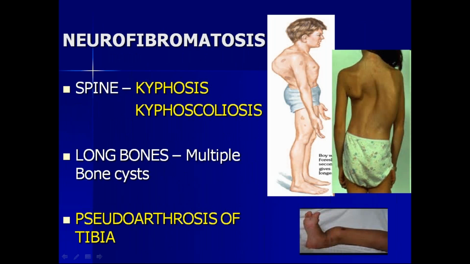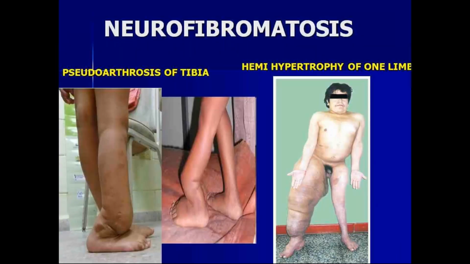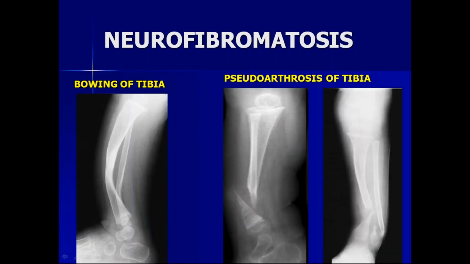Neurofibromatosis can present with kyphoscoliosis and multiple bone cysts or pseudoarthrosis of the tibia. That is the anterolateral bowing of the tibia in the lower image. That is how pseudoarthrosis of the tibia can present. Hemihypertrophy is another problem where you have a filaria type of limb, due to excessive neurofibromas. That is the enlarged leg due to neurofibromas. Pseudoarthrosis of the tibia, which we have already discussed.